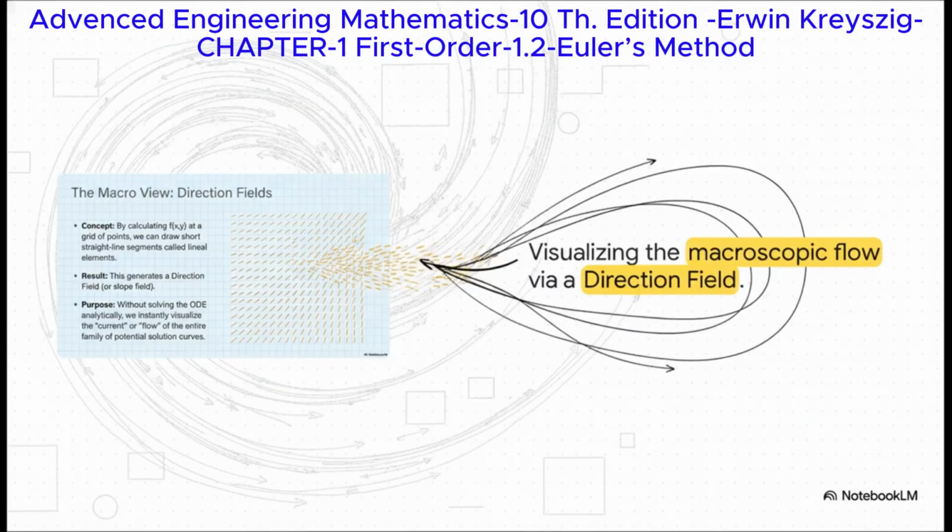And what happens when you take that geometric rule and systematically apply it across a whole grid of points? Boom, you get a macroscopic view. By calculating these little lineal segments everywhere, you generate a direction field. What is so wild about this is that without solving the ODE analytically at all, you instantly get a clear picture of the overall current or flow of the system. Any starting condition you drop into this field is just going to be swept right along that flow.